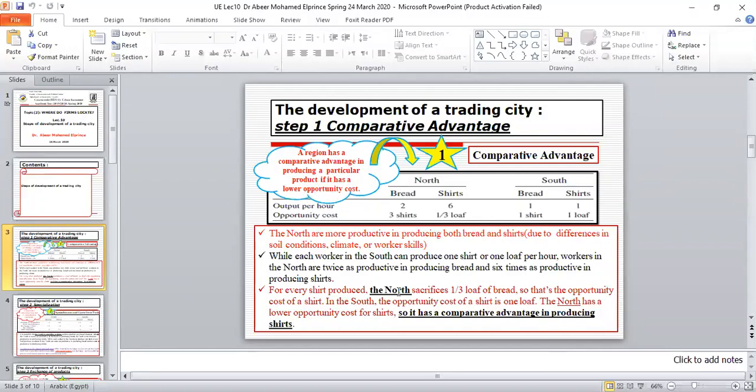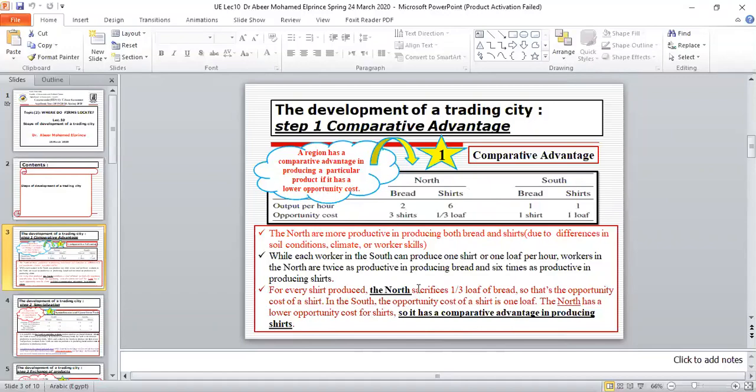We say that North has a comparative advantage in producing shirts if it can produce them at a lower opportunity cost. Per hour, North can produce 2 bread or 6 shirts, so it has a lower opportunity cost in producing shirts. So it has a comparative advantage in producing shirts, while South produces 1 bread or 1 shirt per hour.